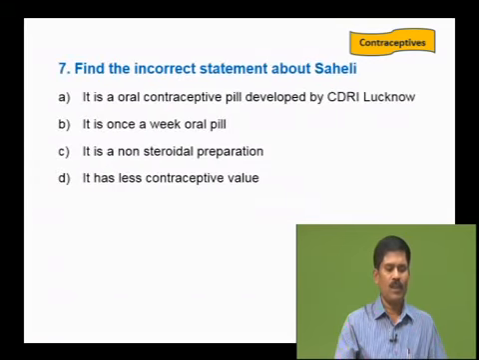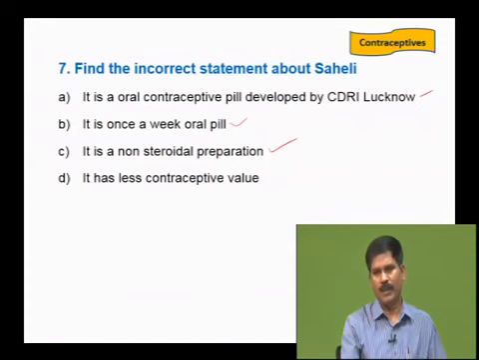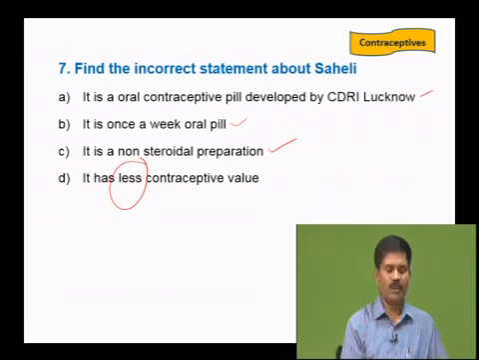Find the incorrect statement about Saheli. It's an oral contraceptive pill developed by CDRI Lucknow. This is the right statement. It's a once a week oral pill. Yes, it's also a right statement. It's a non-steroidal preparation. Yes. It has less contraceptive value. The significance of Saheli as an oral contraceptive pill is that it's non-steroidal as well as it has high contraceptive value. So this statement is wrong with respect to Saheli. Therefore, the right option is D.